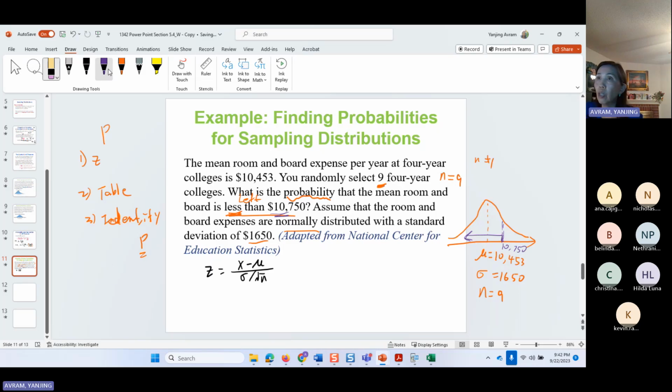Okay, so we have x, which is 10,750, minus mu, which is 10,453. Sigma is 1,650 divided by square root of n, which is 9. I emphasized earlier, very, very important: if you want to calculate everything together, you must use the parentheses. If you don't use the parentheses, your answer is going to be wrong. Include the denominator, all right?